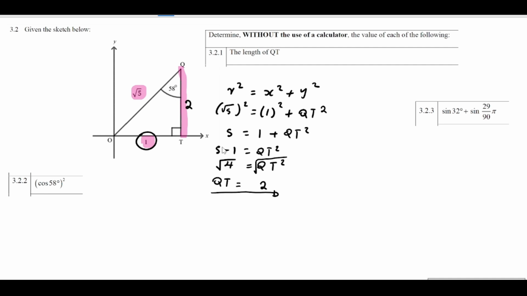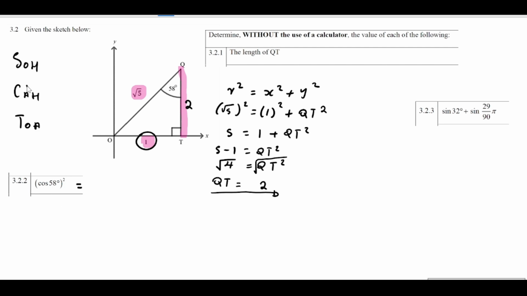Then the next question, 3.2.2, determine the cosine of 58 degrees squared. This is 58 degrees squared. They don't necessarily mean that you put this in a calculator and give us the decimal value. You have a right angle triangle here. We are going to apply SOHCAHTOA here. You're going to have SOHCAHTOA, and then you're going to go to cos.